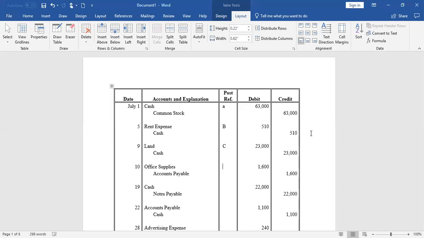July 10th, the company purchased office supplies on account, $1,600. Well, you could see the resulting journal entry, but think it through. What was affected by this transaction? Office supplies, because that's what they bought, but they didn't pay for them. They bought them on account, so that means they owe on those. So we're going to increase the office supplies asset on the debit side. Since they owe on those, we have to find a liability account. Well, accounts payable. So we'll increase the accounts payable liability account on the credit side to show we owe that money.